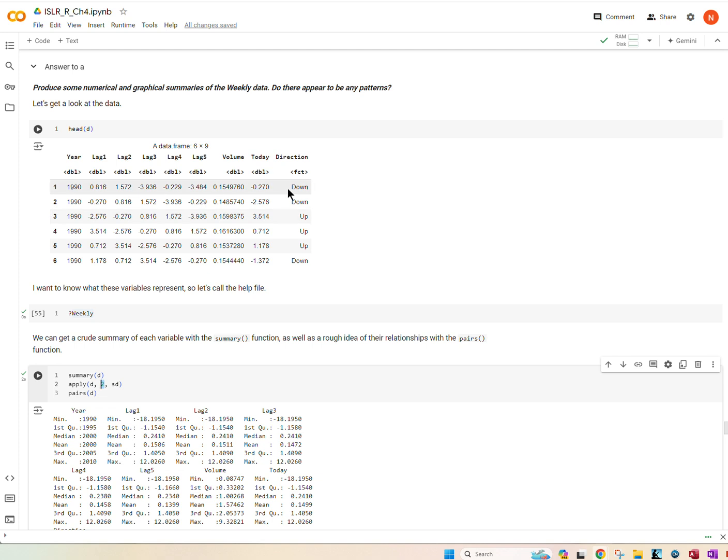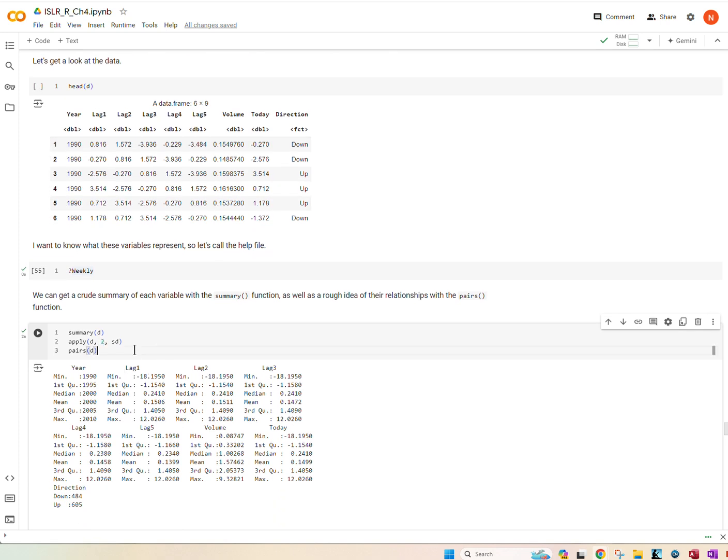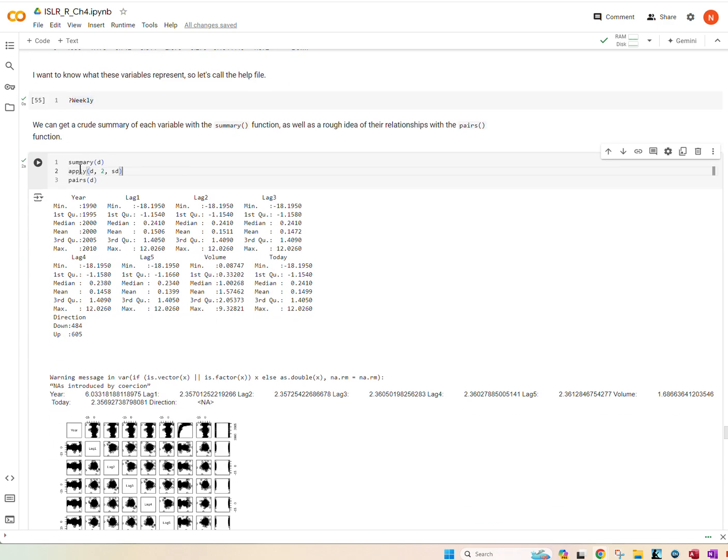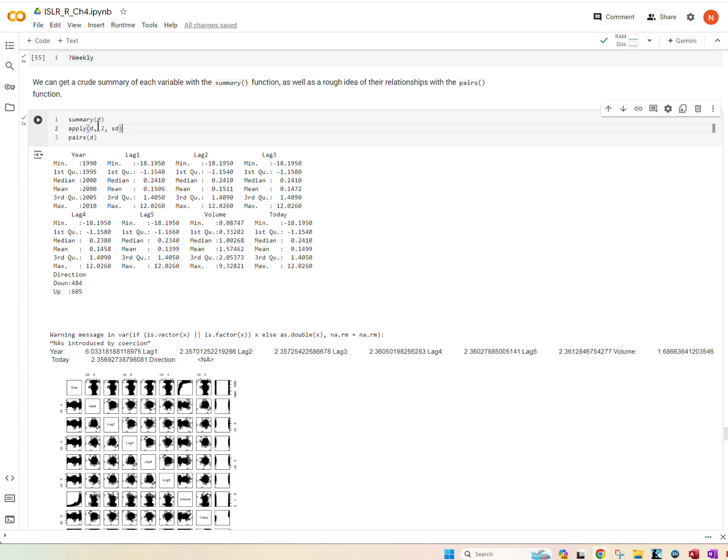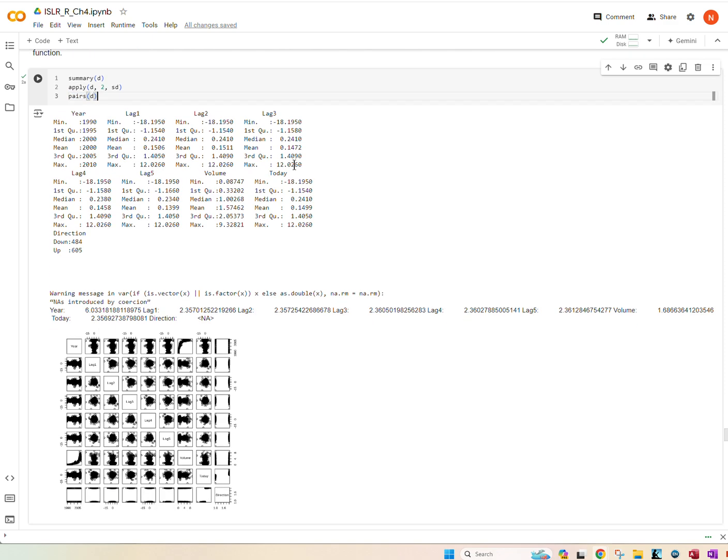If I wanted the row standard deviations, in this case it wouldn't really make a lot of sense, but in other contexts it might, then I would put 1 there instead. Okay. So anyway, that's how we can get some summary. We might also want to look at relationships among the different variables. And one way we can do this graphically is with this pairs function, pairs D.